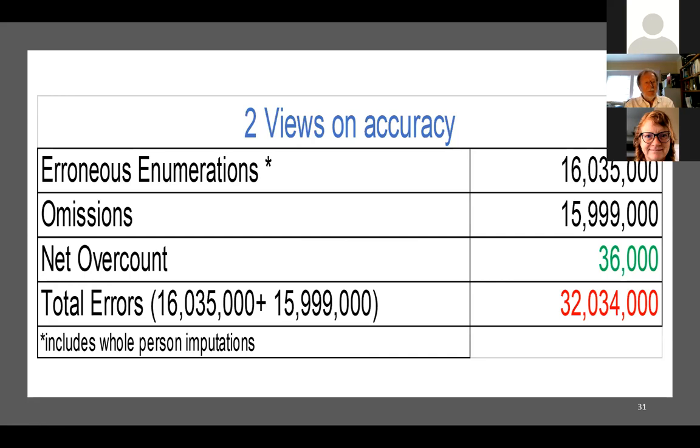On the other hand, if you look at those first two rows, erroneous enumerations and omissions as different kinds of errors, and I think they are, and certainly in statistical terms, then there were 32 million errors in the census, a little over 10%, which gives you a very different view of the quality of the census. And so my point is to be careful about exactly what you're being told about quality and make sure that you understand the distinction between net undercounts and omissions. Next slide.